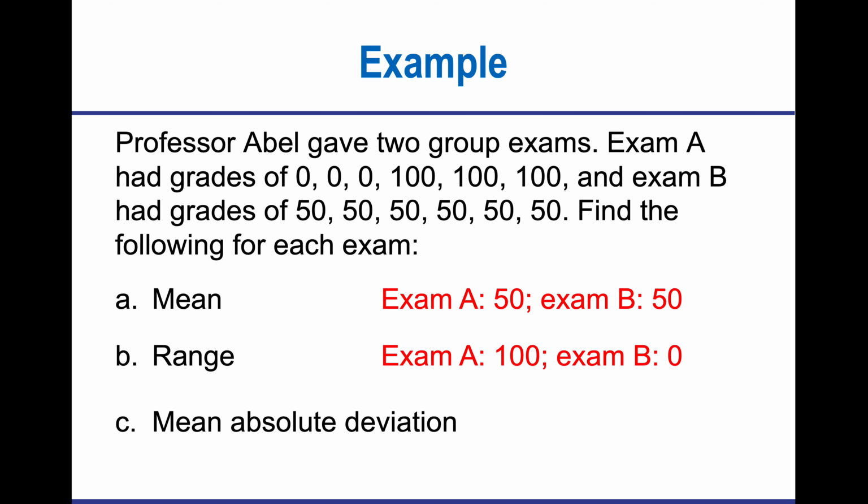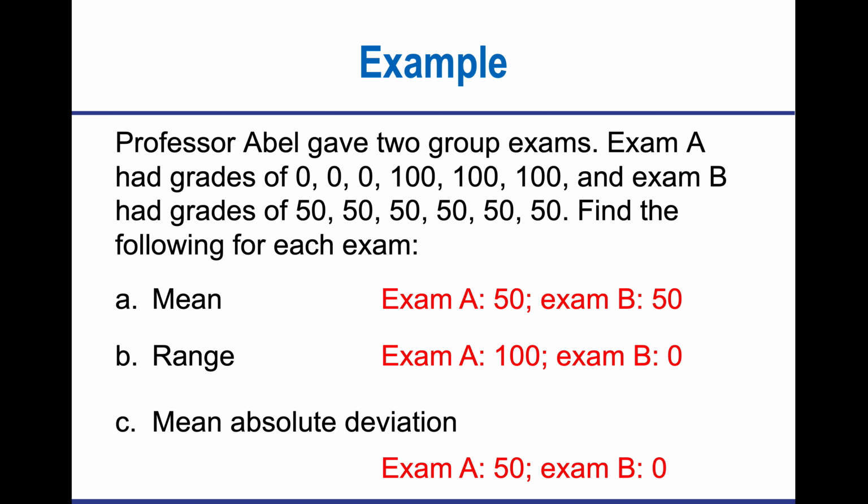Do the same in exam B. The range is the highest score minus the lowest score. And then if I did the complete calculation, I'm going to find the mean. I'm going to say 0 minus 50 plus 0 minus 50 plus 0 minus 50 plus 100 minus 50, 100 minus 50, 100 minus 50, all divided by 6. And then that's going to give me the mean absolute deviation.